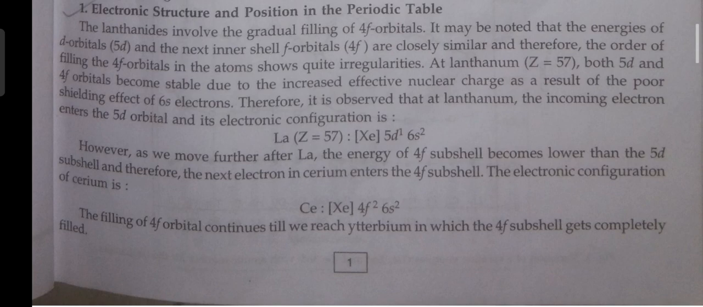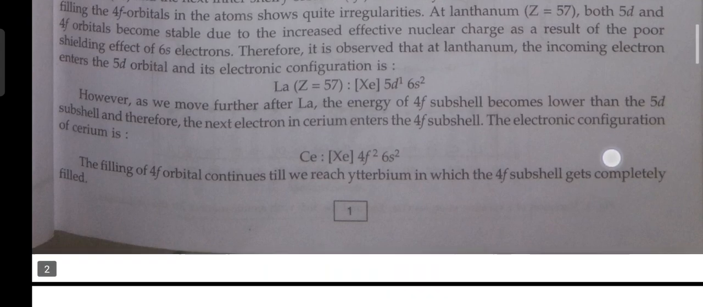However, as we move further after lanthanum, the energy of the 4f subshell becomes lower than the 5d subshell, and therefore the next electron in cerium enters the 4f subshell. The electronic configuration of cerium is xenon 4f2 6s2. The filling of 4f orbitals continues till we reach ytterbium, in which the 4f subshell gets completely filled.